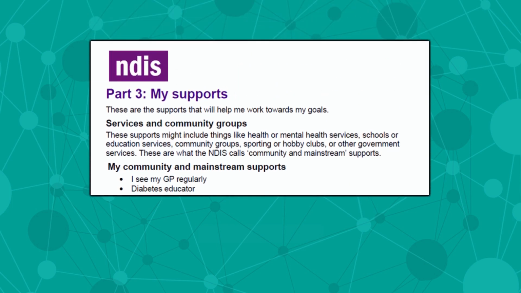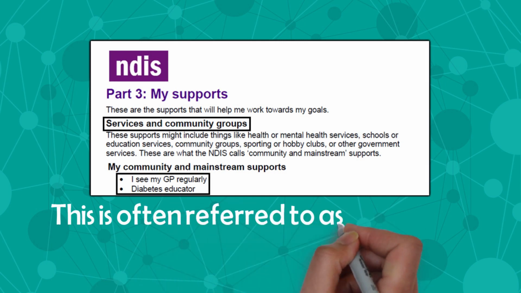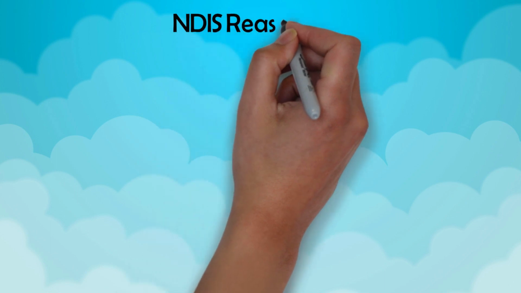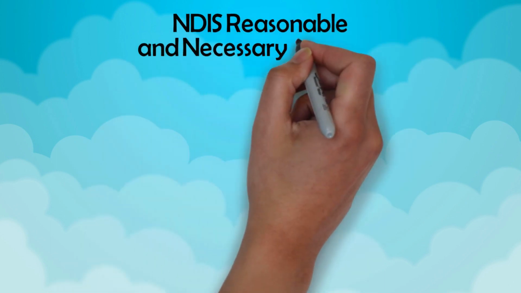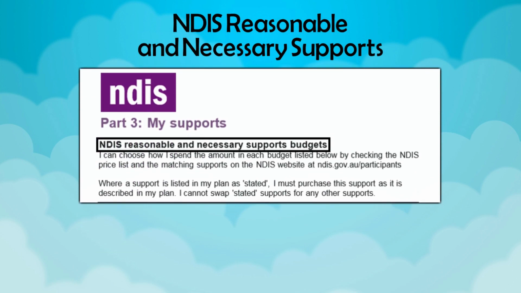This could be informal, such as your family or neighbour, or services and community groups that you may already access. In this case, it's a GP and diabetes educator. This is often referred to as your circle of support. Part 3 also contains the reasonable and necessary supports. We will have a look at this part in detail, as this is where many people get stuck.